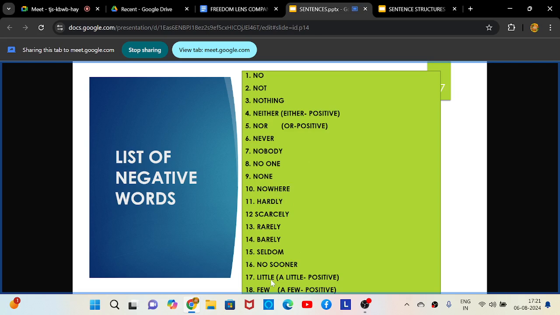Now the last one you can see in the 17th part, little. Little is a negative word, but a little is a positive word. Similarly, few is a negative word and a few is a positive word. Little is a negative word, few is also negative, a little and a few are positive words.